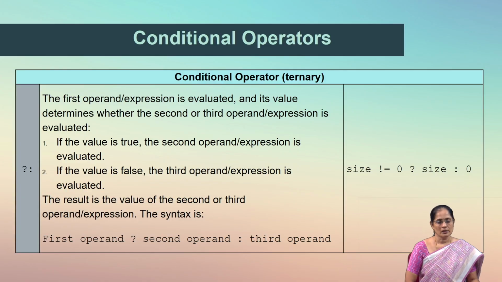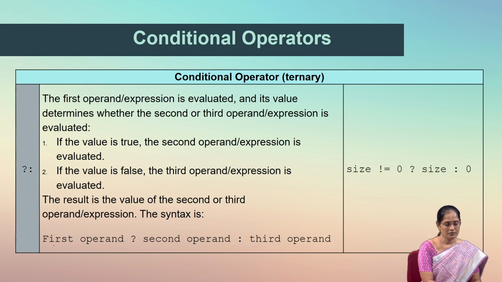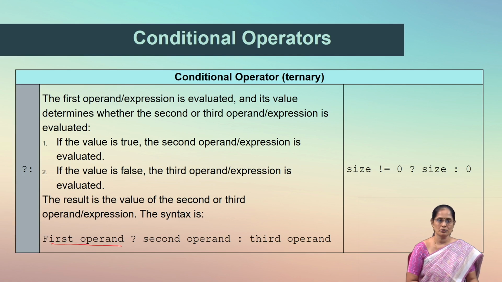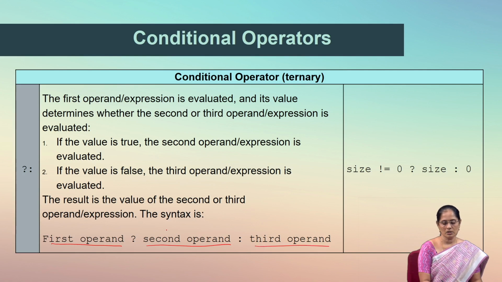Now, we will learn a conditional operator, which is a special operator used in C language, also otherwise called ternary operator. Why it is named as ternary operator? This operator carries 3 operands. The first operand will be a condition to check. If this condition is true, it executes the second operand. It can even be an assignment statement. If it is false, it executes the third operand.